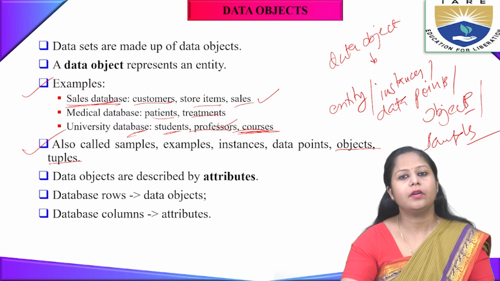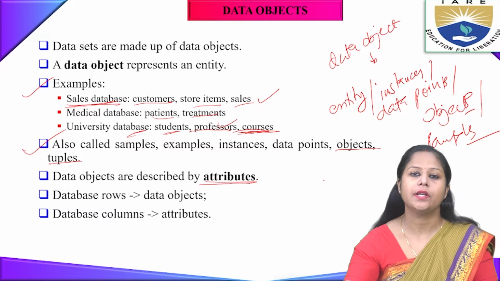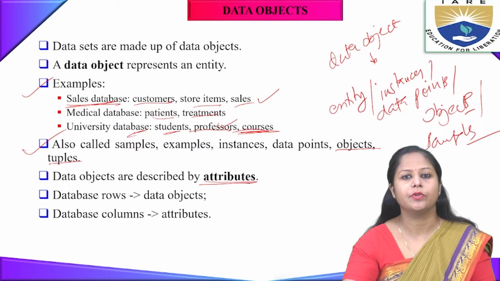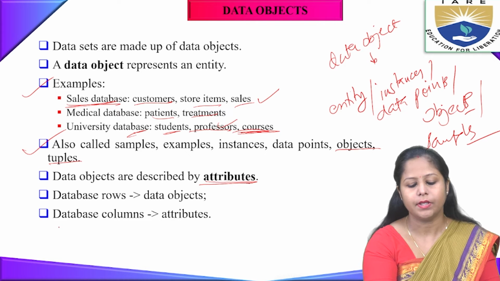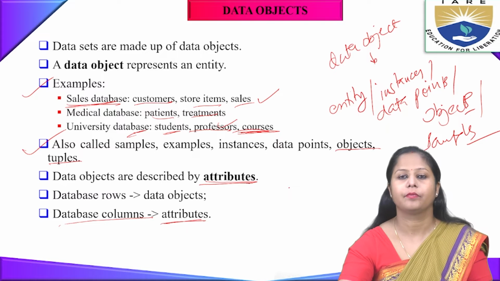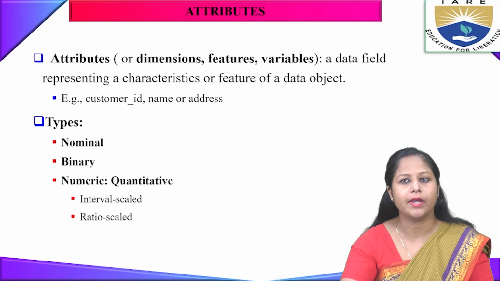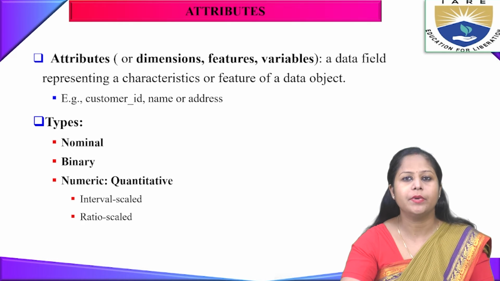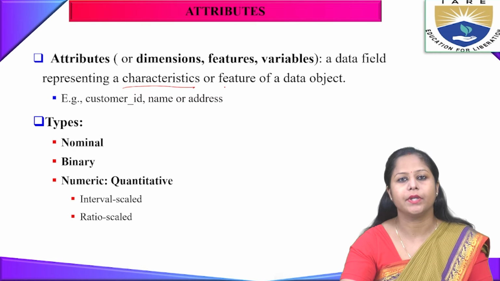Data objects are described by attributes. Database rows are described as data objects and database columns are described as attributes. What is an attribute? An attribute, or dimension, we can also call features and variables. It is a data field representing a characteristic or feature of a data object.